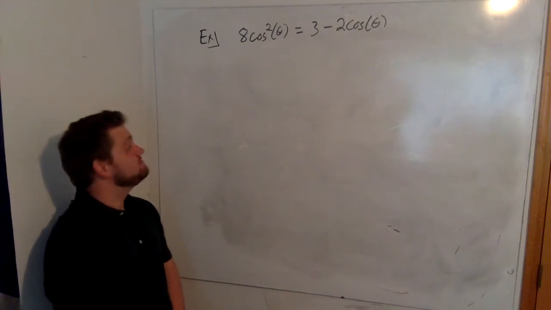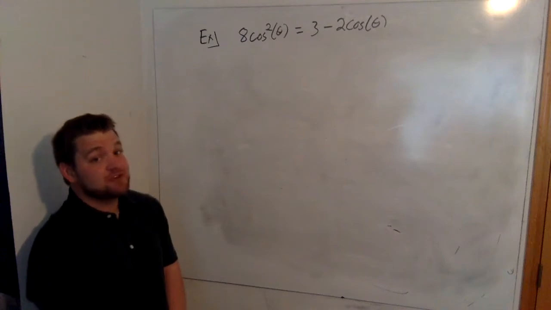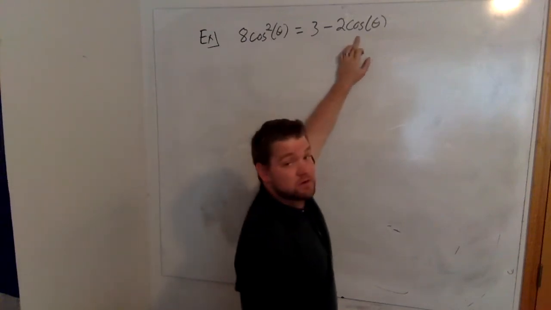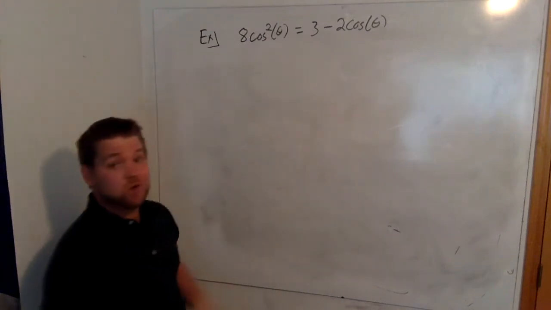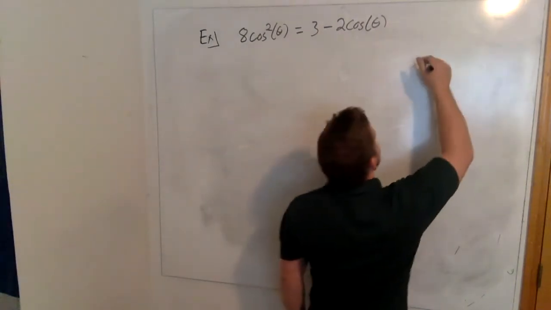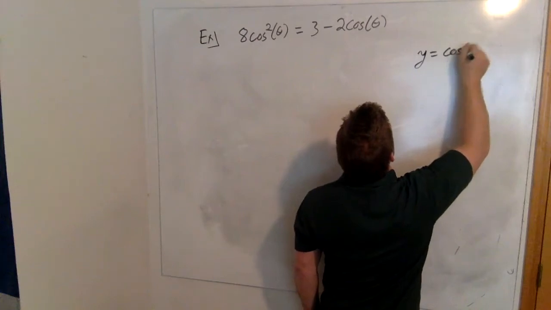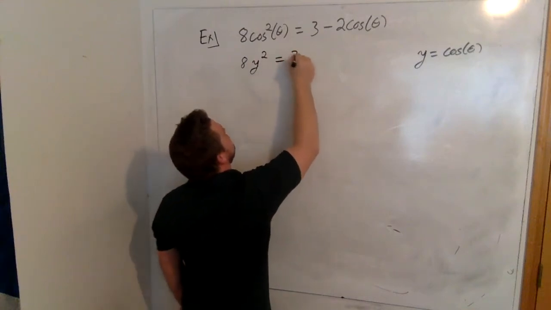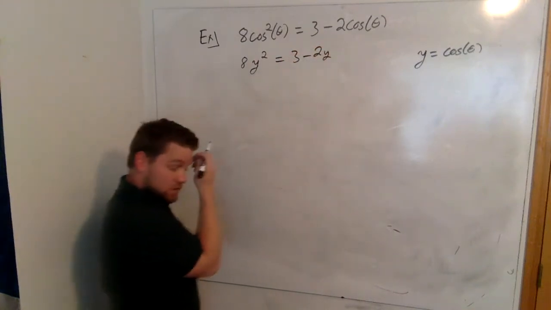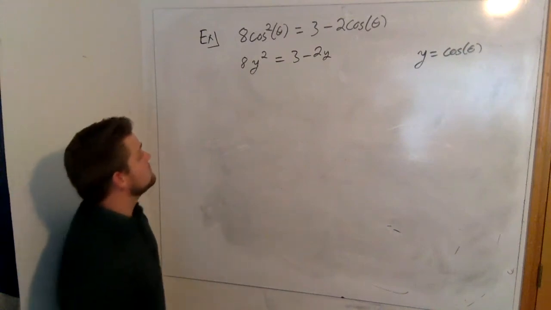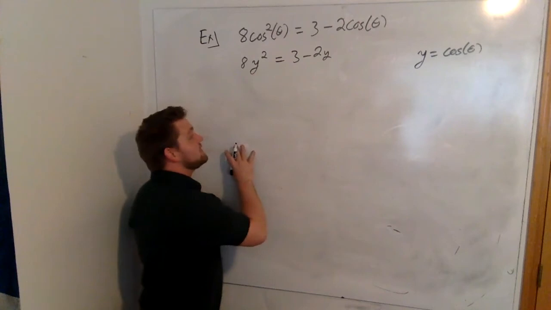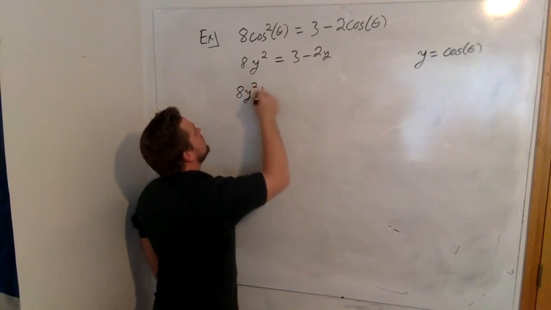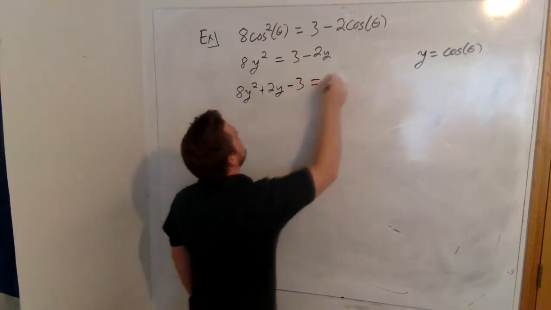Okay, let's do it. The key thing to realize for this problem is it's quadratic in form. I have a cosine being squared, I have a cosine to a second power, but I also have a single power of cosine, so this is screaming at me that this is quadratic in form. So we could make a substitution. We could say y is equal to the cosine of theta. So we'd have 8y squared is equal to 3 minus 2y. Since this is a quadratic, we want to move everything to the left-hand side and have the quadratic equal to 0. So we'll get 8y squared plus 2y minus 3 is equal to 0.